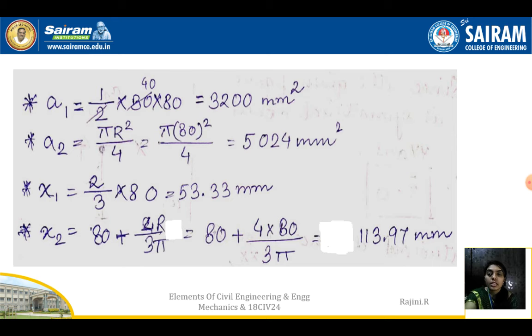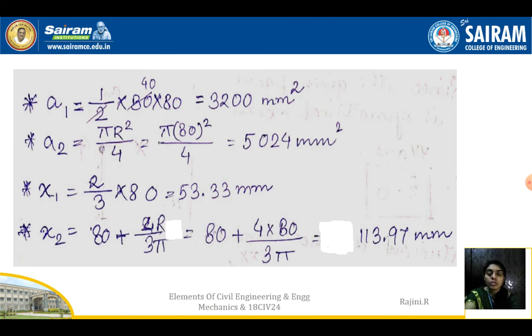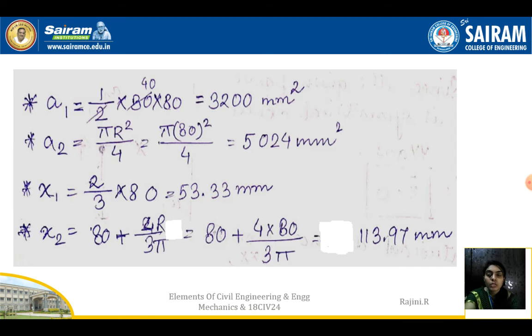So a1 is the left side, that is the triangle. Half into base into height is 3200 mm square, and area 2 is the quarter circle. The quarter circle area is pi r square divided by 4, where r is the radius. You can see here the radius, they have given the dimension of base as 80. So definitely pi into 80 square divided by 4 is 5024 mm square. So area 1 and area 2 are over now.